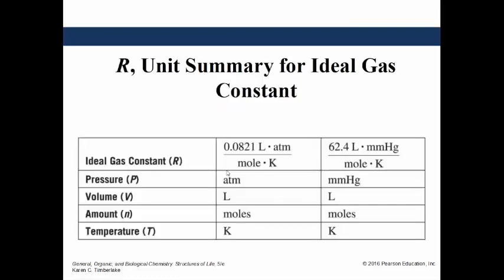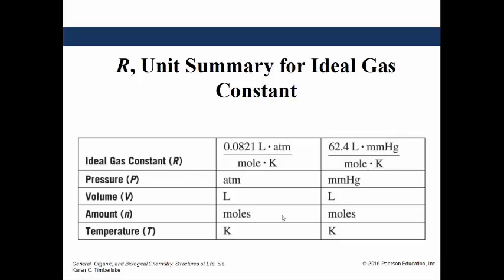I mentioned how the value of R is a constant value, and here is what that number represents. And it really just depends on what unit you're using for pressure. If you're given pressures in atmospheres, you need to use this value: 0.0821 liters times atmospheres, all of that over mole times Kelvin. If you're using millimeters of mercury, you need to use this value: 62.4 liters times millimeters of mercury, all that divided by mole times Kelvin.